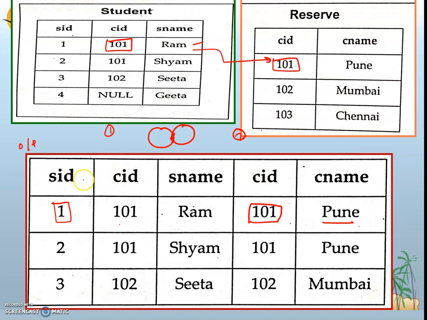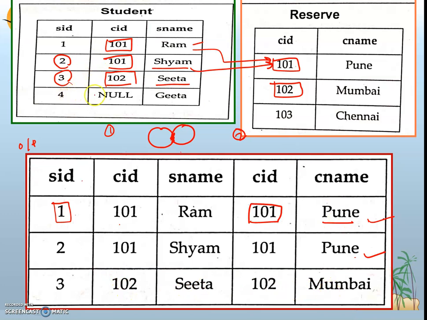The output should carry all the attributes SID, CID, SNAME, and the second table contains CID and CNAME. Now let's go to the second record, saying the second SID, 101, Shyam, and what is Shyam going to carry? 101 Pune. So this is the common record calculated. Next, let's check 3, CID 102. Is 102 available in the second table? Yes, it is available. So obviously the data of 102 is carried to Sita as well. So that's 3, 102, Sita, 102, Mumbai.